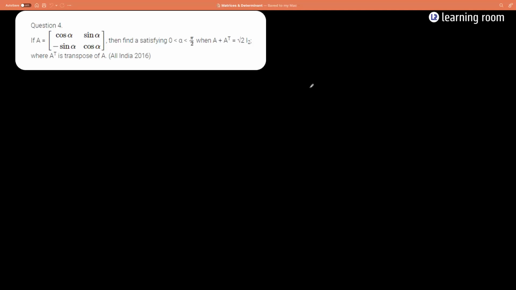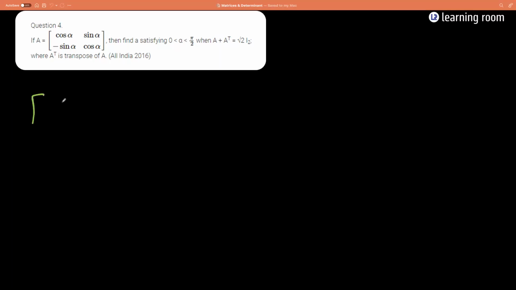Next. I think 1 minute. Try this. If A is equal to [cos alpha, sin alpha; -sin alpha, cos alpha], then find the value of alpha satisfying A plus A transpose is equal to root 2 times I2. That is the identity matrix, where A^T stands for the transpose of the matrix.